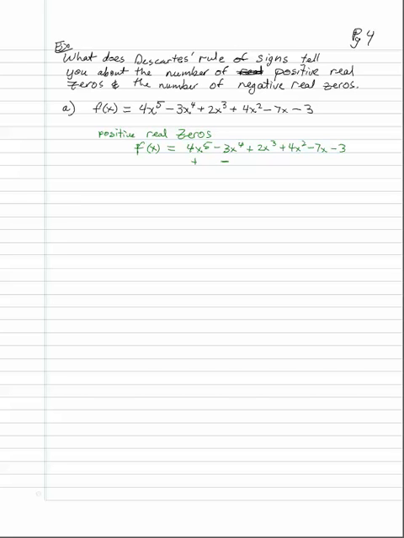So we have positive, negative, positive, positive, negative, negative. And we're looking for flip-flops, right? So from here, that's a variation, one variation. And then from here, that's another one. So that's two. It's not. That's a variation. And that one's not. So you have three variations of sign.